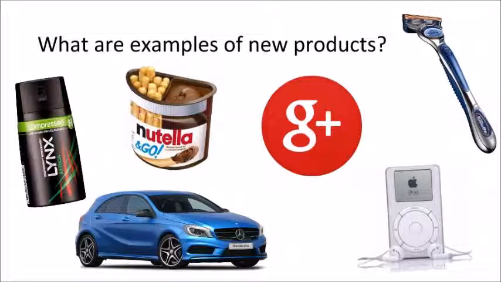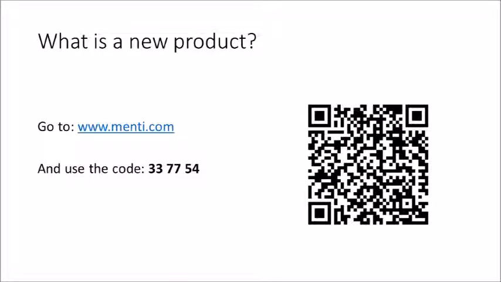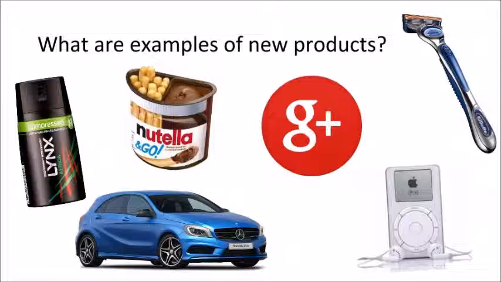Here are 6 very different products. Now we would like to ask you which of these you would consider as new products using the voting software Mentimeter. Here is the link and codes again. Please go back to the website where there is a multiple choice available. And again, here are the examples of new products. Please choose now which are new products and which are not.